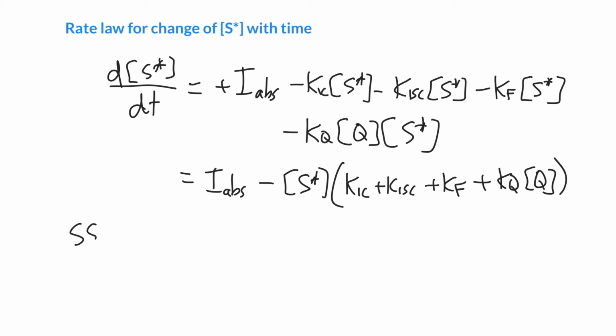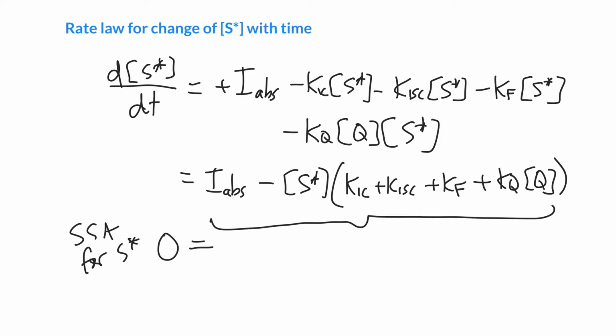We can apply the steady state approximation for S star, and the steady state approximation basically assumes that the rate of production and consumption is exactly balanced out. So over time, this concentration is not changing. It doesn't mean the concentration is zero. It just means it isn't changing. And so 0 then is equal to the sum of all this mess here. And so we can rearrange, I suppose, and say that the absorption of photons must exactly be balanced out by essentially these deactivation processes here.